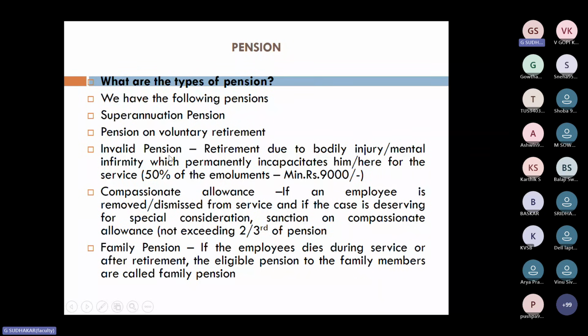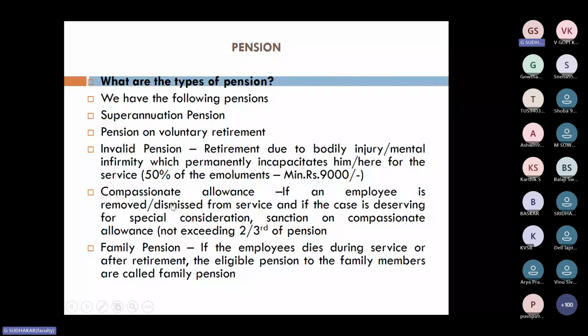Then one more thing is invalid pension. Retirement due to bodily injury, mental infirmity, which constitutes that he is unable to attend the office. In that case, invalid pension is payable, 50% of the emoluments, minimum 9,000. Then compassionate allowance. In case of charges on the employee, and if it is proved that he has to forgo all the benefits, in that case the disciplinary authority can consider some compassionate allowance, which should not exceed 2/3 of the pension.